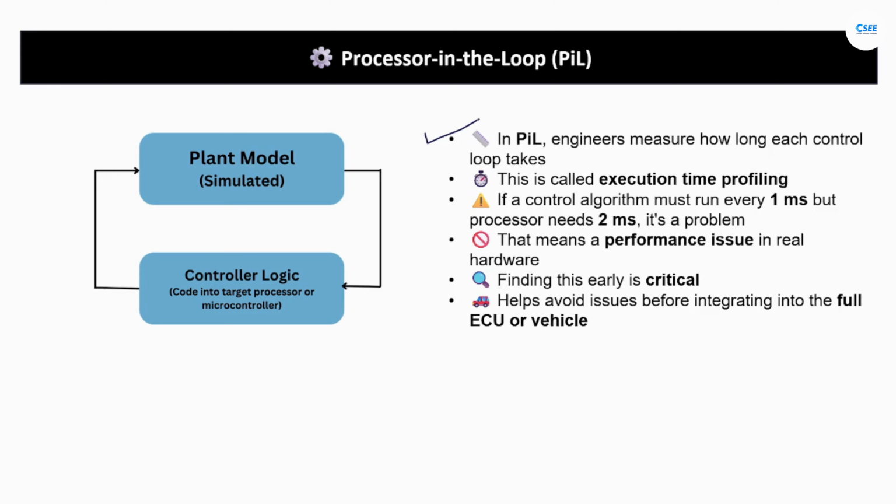During PIL, engineers measure how long each control loop takes to execute. This is called execution time profiling. If a control algorithm must run every 1 millisecond but the processor takes 2 milliseconds to finish, you have got a performance issue. Finding that at this stage is critical before integrating into the full ECU or vehicle.